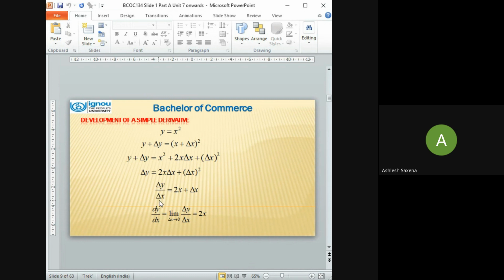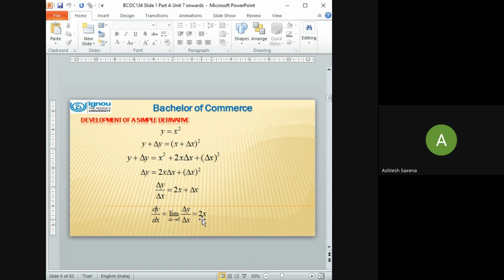This delta y upon delta x will become dy by dx. And when you apply the limit delta x tends to 0 to this part, you will be left with only 2x. Now the question arises, how? Because there is no term. You will be dividing by this, so delta x tends to 0, this will be 0, and you will be left with 2x. That means we can say that the derivative of y equal to x square is 2x.